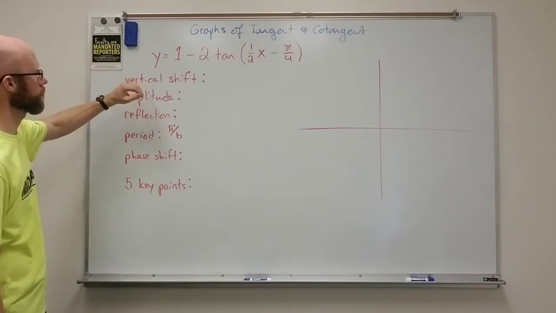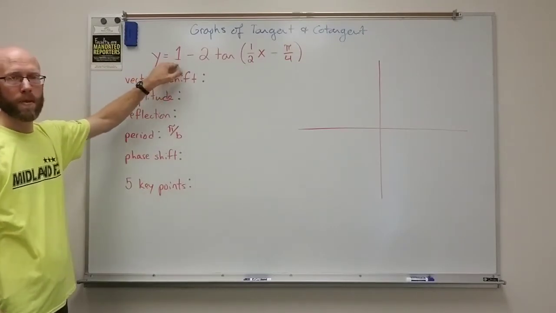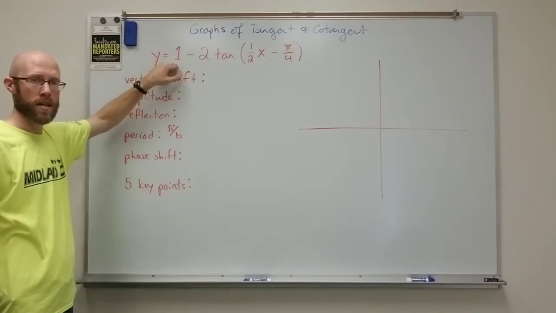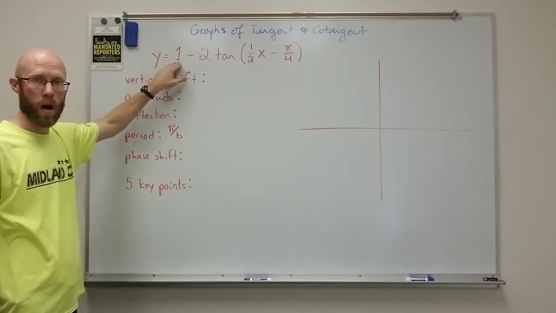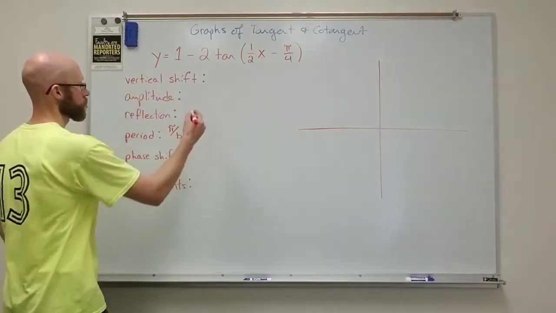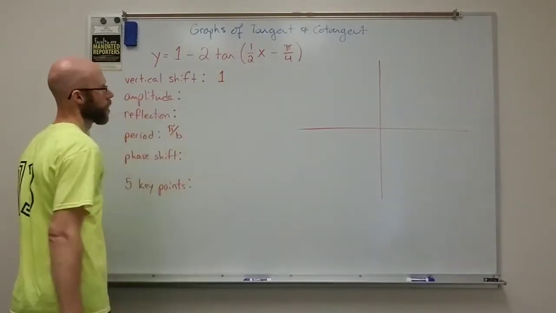So the vertical shift, first of all, is always a number that's being added or subtracted outside of the tangent. And so in this case, it's the 1. Here we have a 1 being added to the tangent. So the vertical shift in this case is 1.